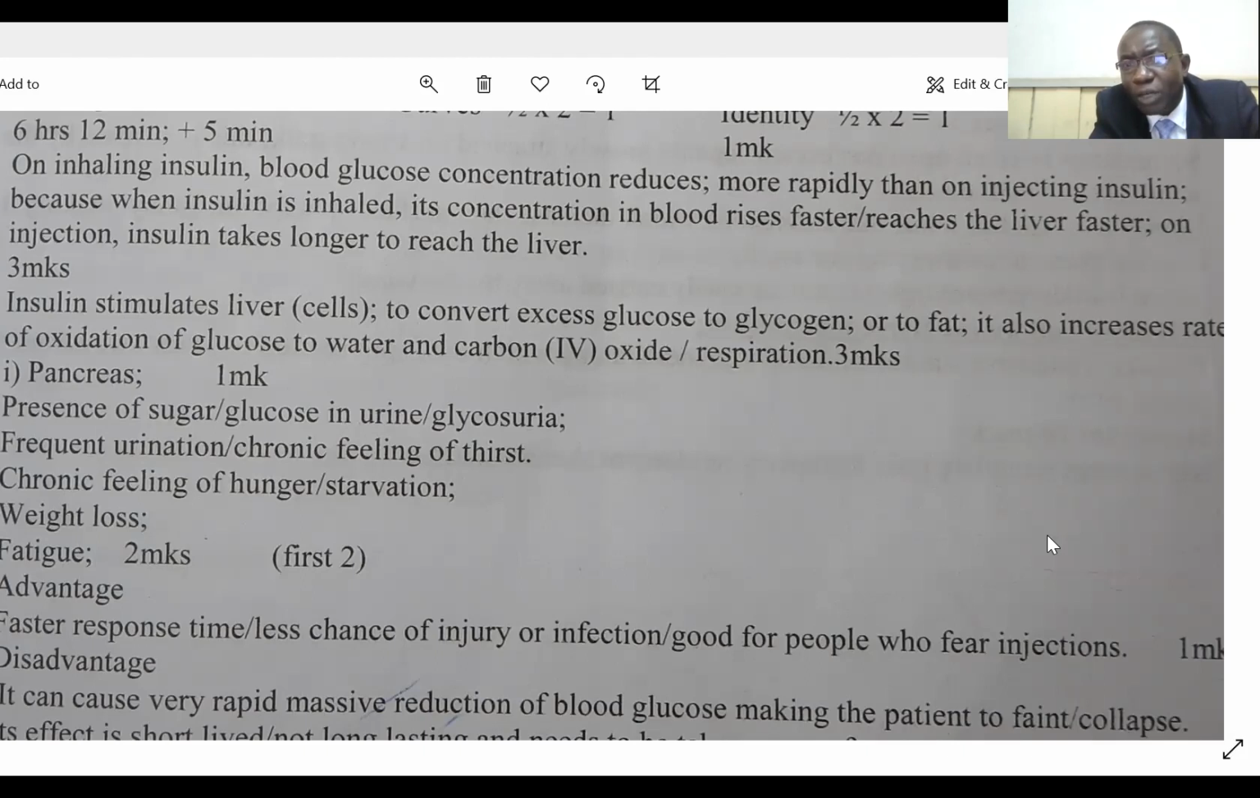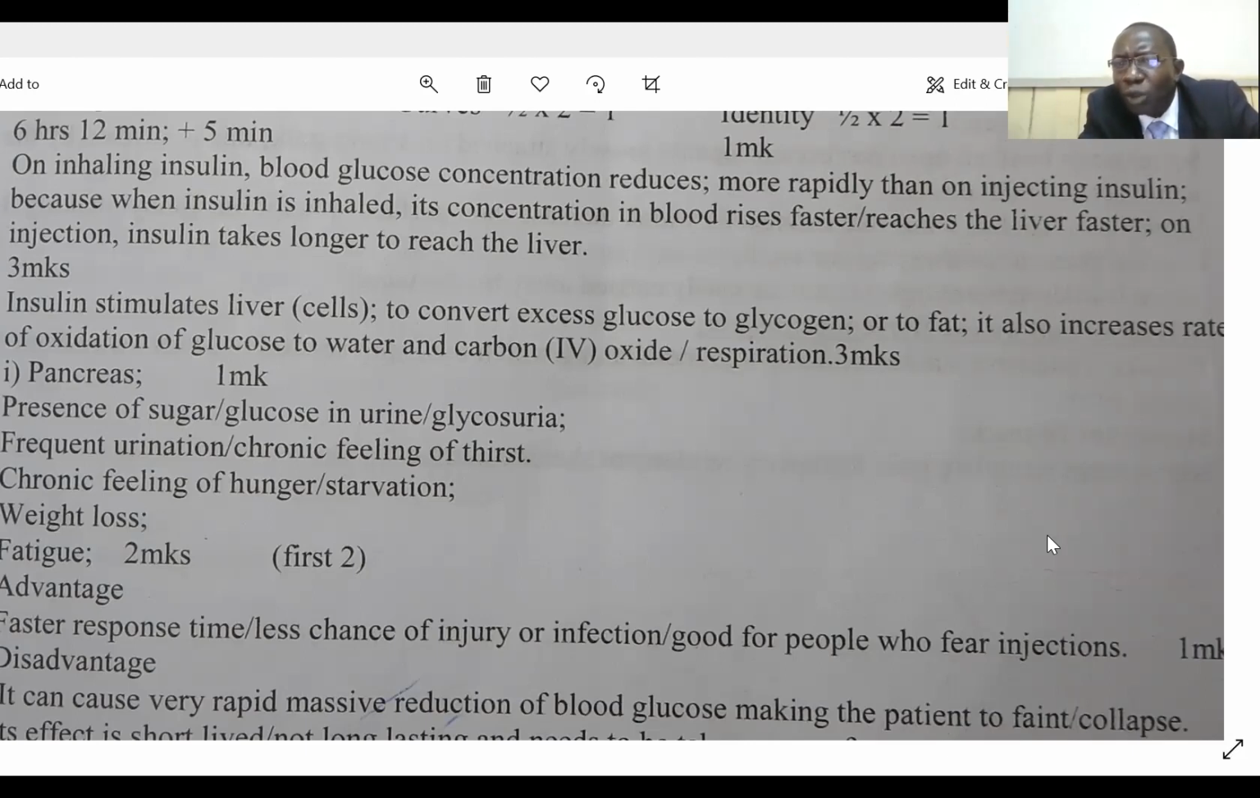So whenever you see a semicolon in my marking scheme, it means that if you write that, you are supposed to get a tick. Such that now, if you clearly indicate this is an observation, if you check that table, you will see that on inhaling insulin, blood glucose concentration reduces. That one is an observation. So there's a mark for clear observation. How does it reduce? It reduces more rapidly than on injecting insulin.